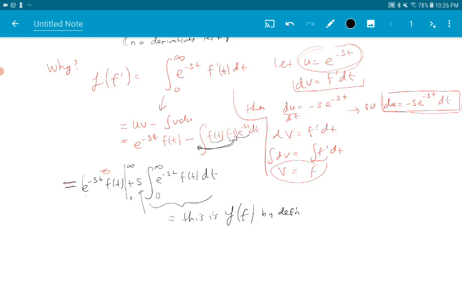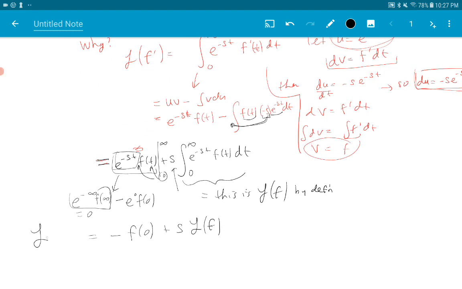And then what about the rest of this? Well, when t goes to infinity, this e to the negative st goes to 0. And then when I plug in 0 for t, so this becomes essentially e to the negative infinity times f of essentially infinity, which this whole thing equals 0. And then minus e to the 0 f of 0, because I'm plugging in 0 at the bottom for t. So altogether I get negative f of 0 plus s times the Laplace transform of f.